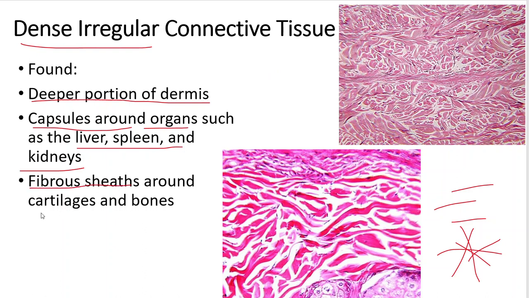These guys form sheaths around cartilages and bones. Now, which direction do these guys have the most strength in? Every direction. That's why we use these, because they have fibers. Since they have fibers running in every direction, they have strength in every direction. Okay, guys, dense regular and dense irregular look nothing alike.